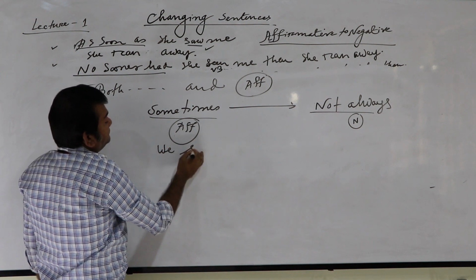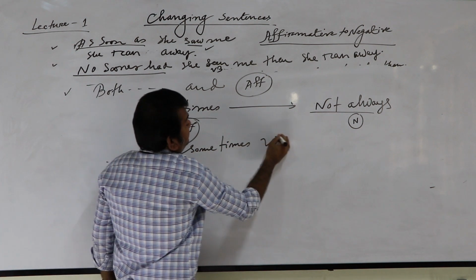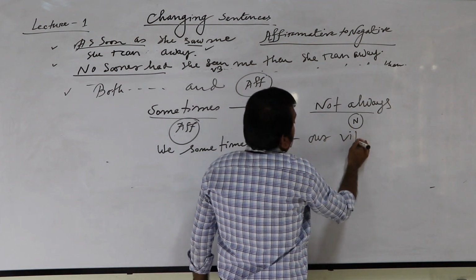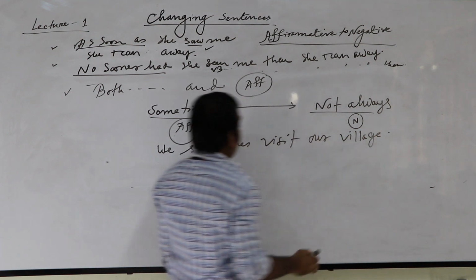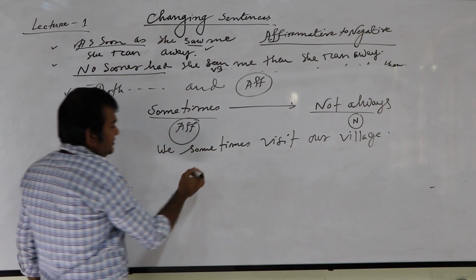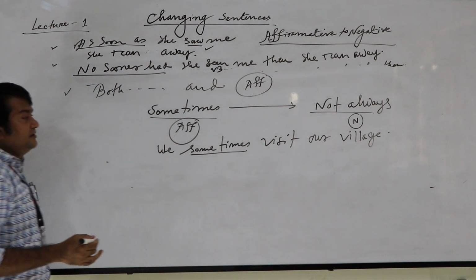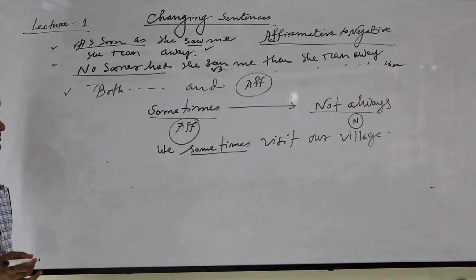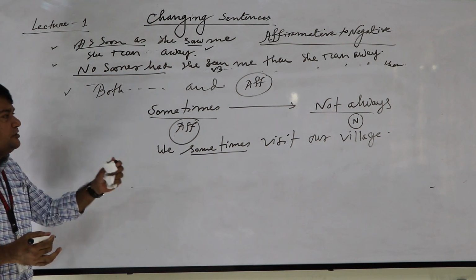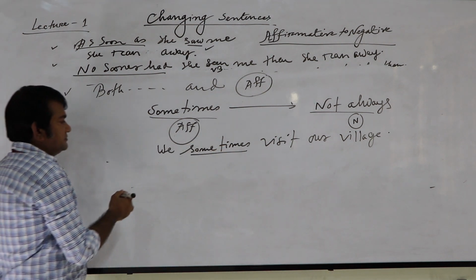We sometimes visit our village. This is the sentence, and it is an affirmative sentence. Look at this component, sometimes. So if you change it into negative, then you must replace sometimes, and in place of sometimes you use not always, and that sentence will be in the correct form.